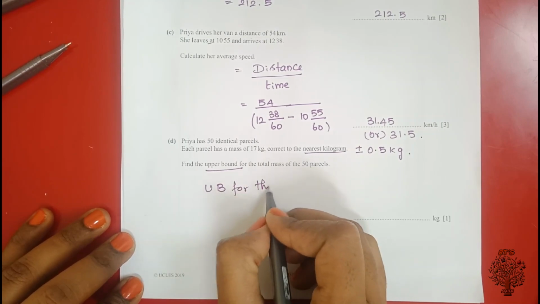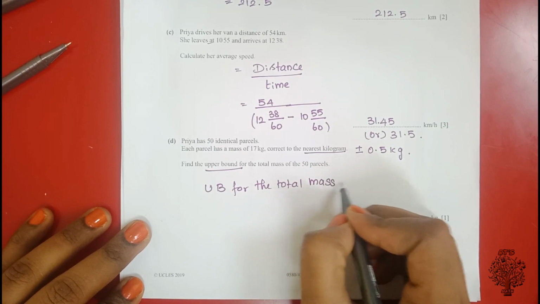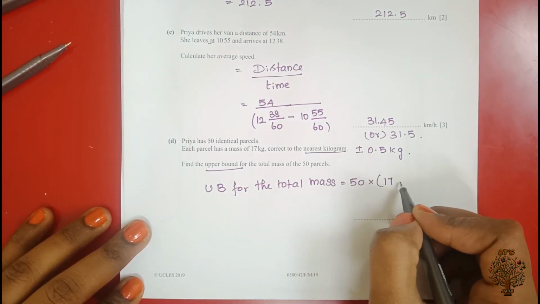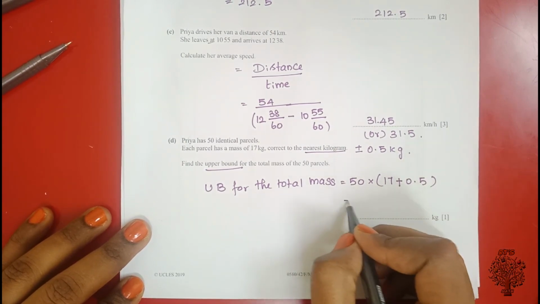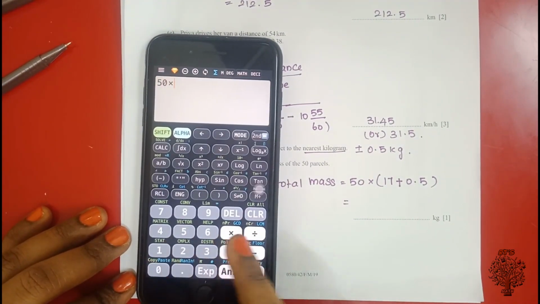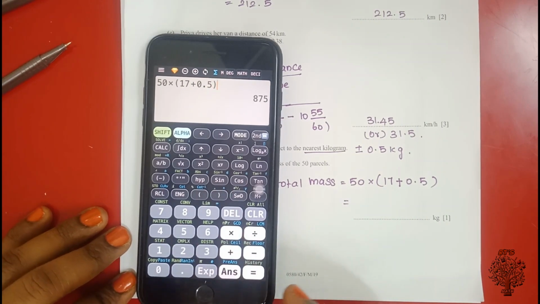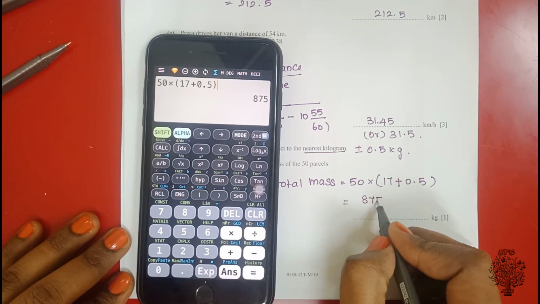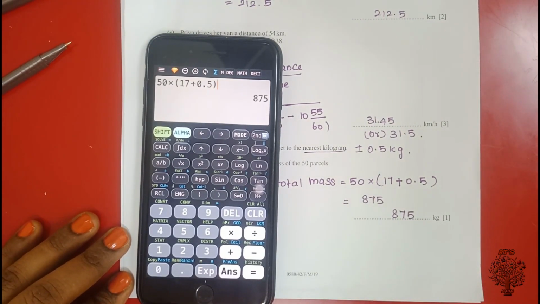The total mass will be equal to 50 multiplied with 17, and since it's the upper bound, plus 0.5. Taking our calculator, 50 multiplied with 17 plus 0.5 gives me 875. So 875 kilograms is our answer.